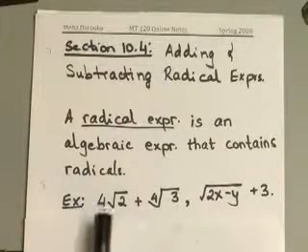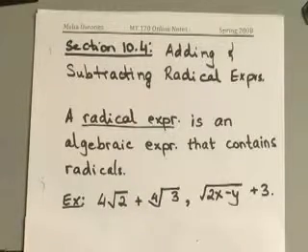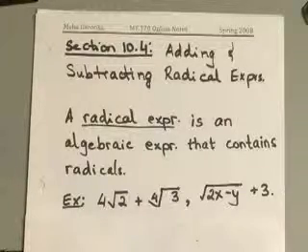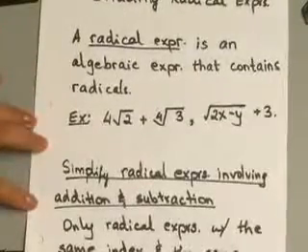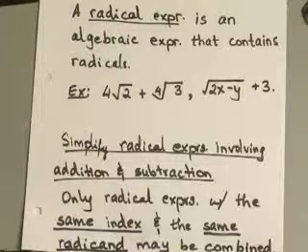So if you have something like 4 square root of 2 plus 4th root of 3, you can take that to be a radical expression, or something that has variables in it. Square root of 2x minus y plus 3 will again be a radical expression. Alright, and then let's see how we can simplify radical expressions involving addition and subtraction.